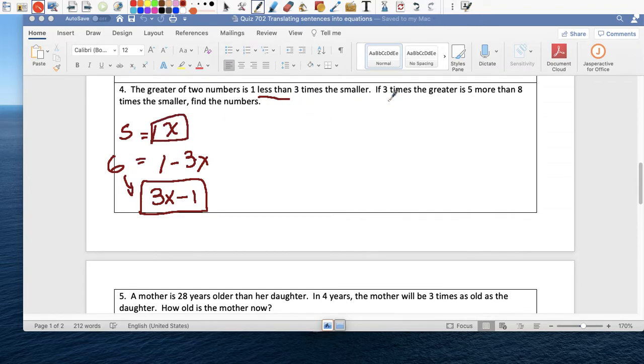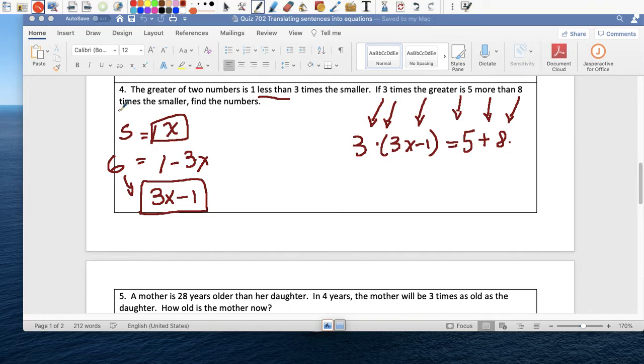I'll do it right underneath so you can see: 3 times the greater number, 3x minus 1, is equal. 5 is just 5. More than means plus. And 8 is just 8. Times is just times. And then finally, the smaller is x. So there is your equation, translated literally part by part, right underneath. If you have to make any switches, like less than or subtract from, you do that later. But I think this way is easy.